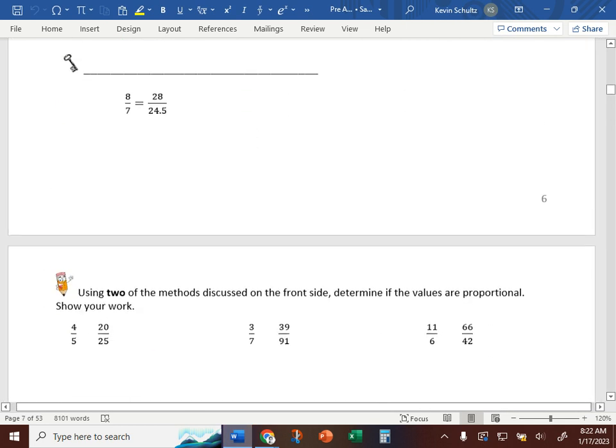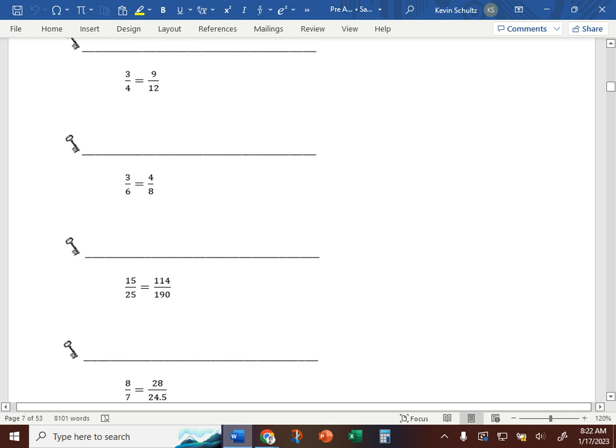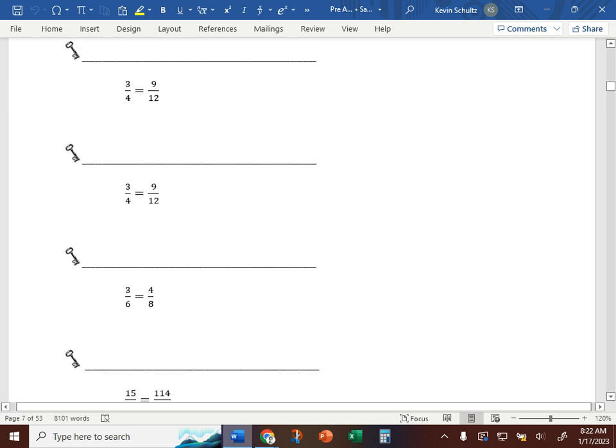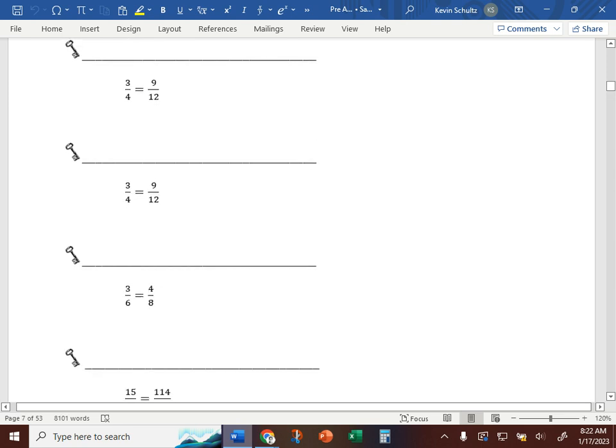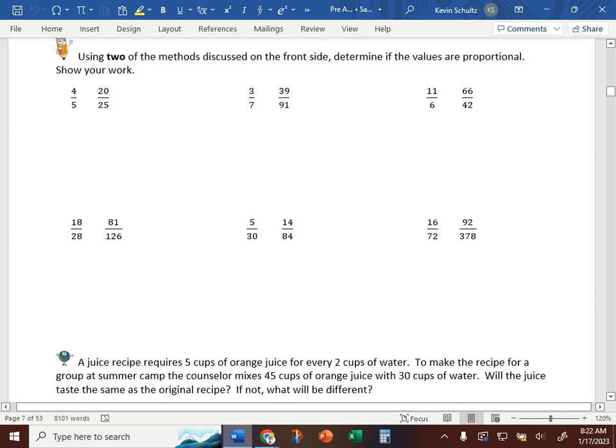Notice that the 5 examples on the first page all have equal signs. I told you they were proportional, right? We just had to figure out how to prove it. On the second page, there are equal signs. Okay, I want you to determine whether or not 4/5 is proportional to 20/25. And I want you to do it using 2 of the methods discussed on the first page, and I want you to show your work.